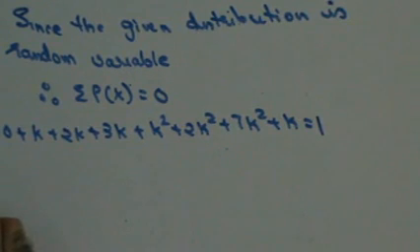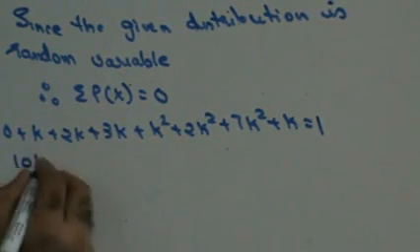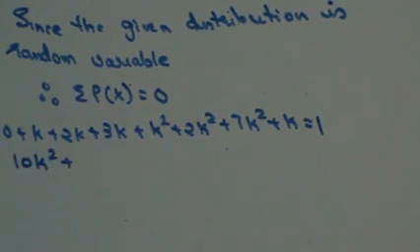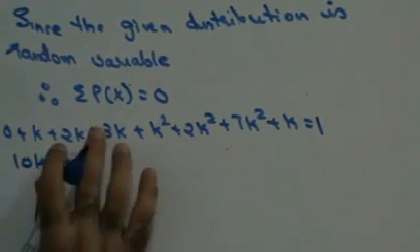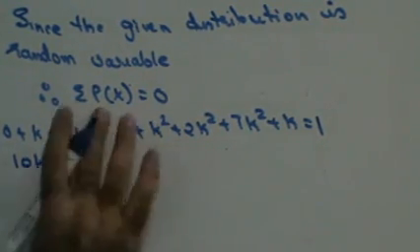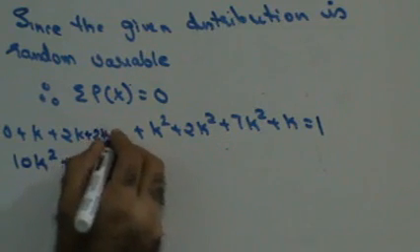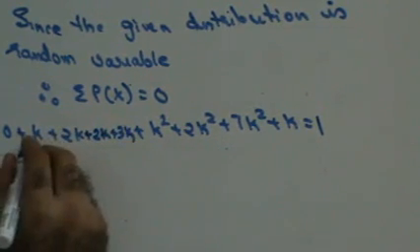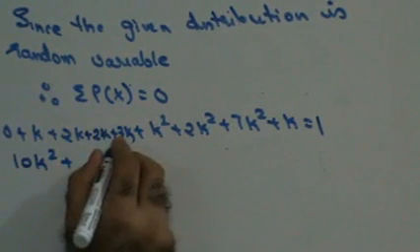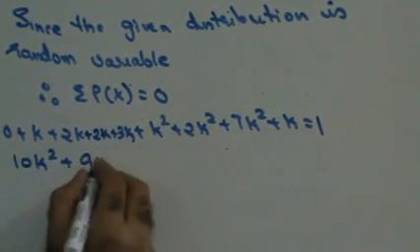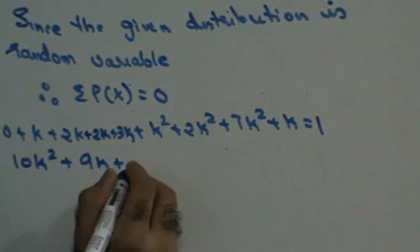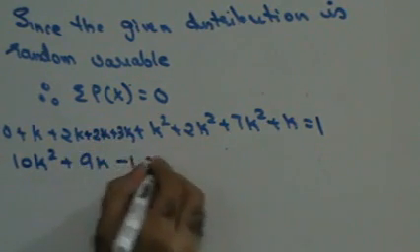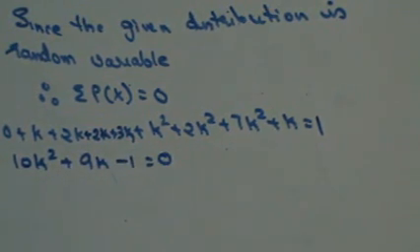This will be 10k square plus 9k, so 10k square plus 9k minus 1 should be equal to 0.